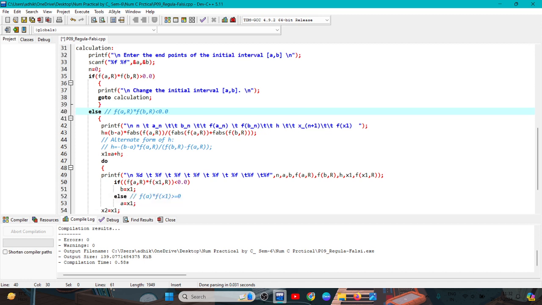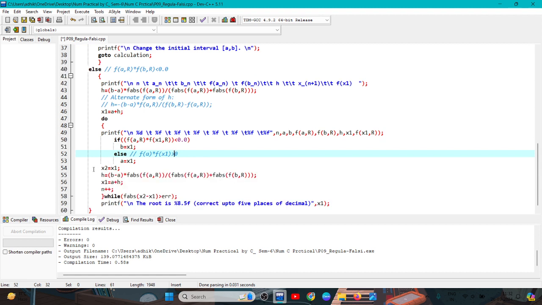Now if f(a) into f(x1) is negative, then b equal to x1. Else, that is f(a) into f(x1) is greater than 0, then a equal to x1. Now x2 is equal to x1, and h equal to (b minus a) into the absolute value of f(a) divided by the absolute value of f(a) plus the absolute value of f(b), and x1 equal to a plus h.